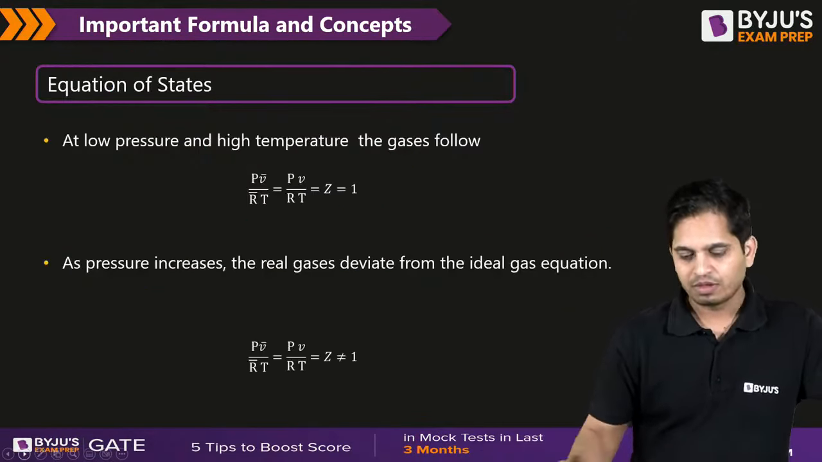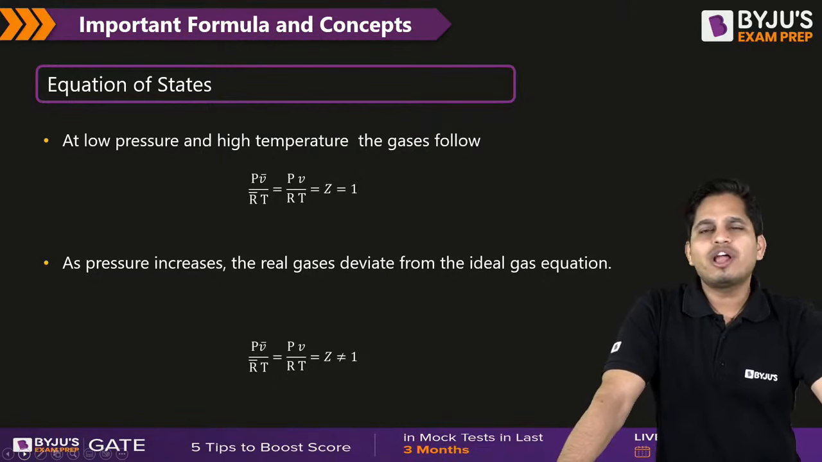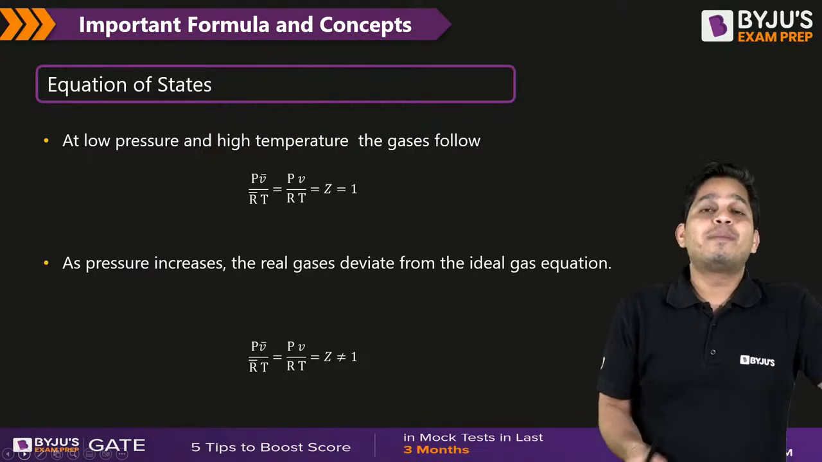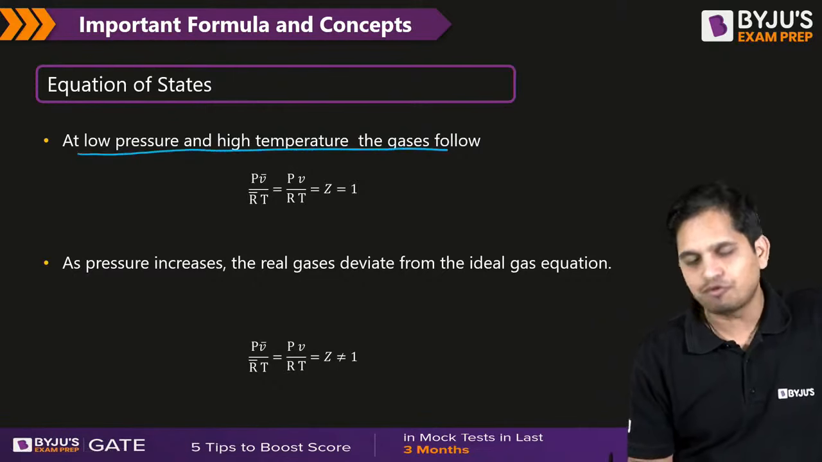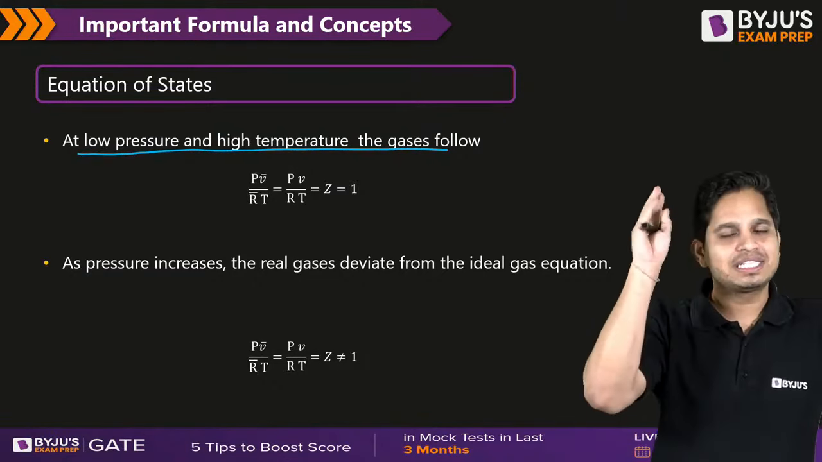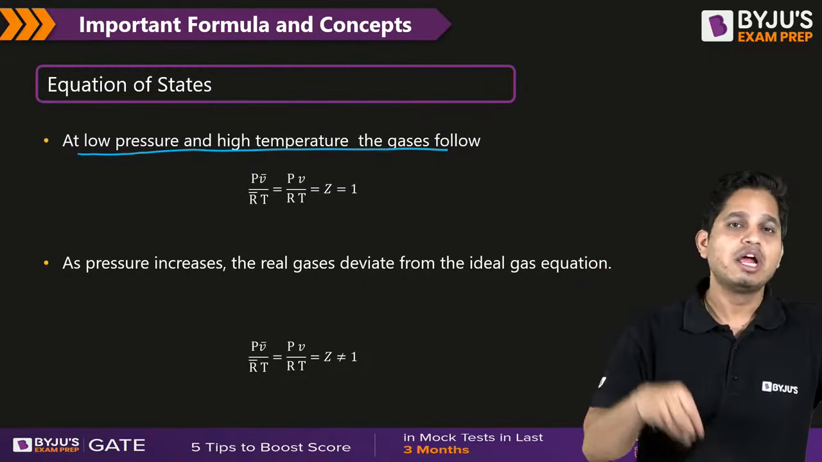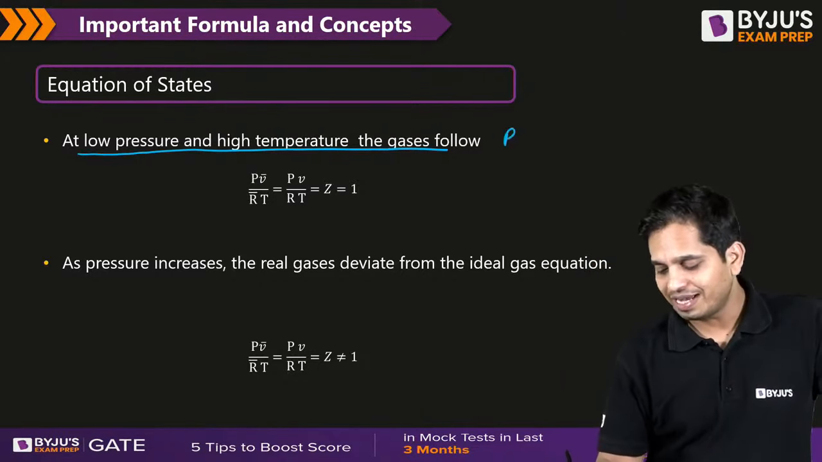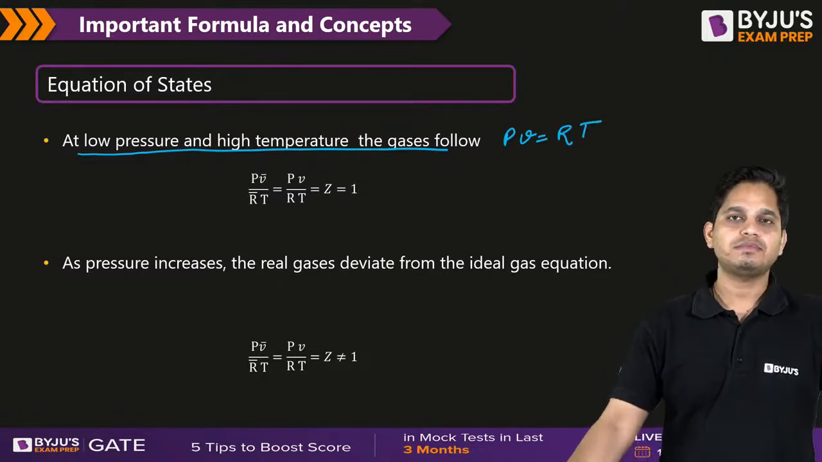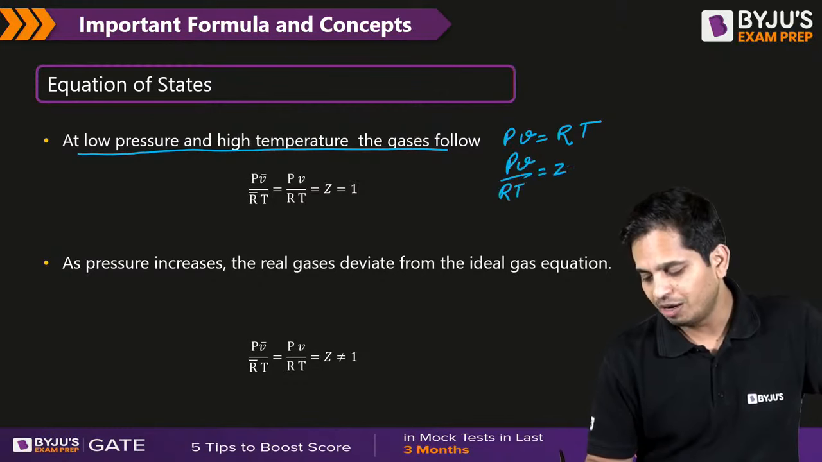Chalo. So ideal gas equation. What is an equation of state? How can you determine the state of the gas? At low pressure and high temperature, gases follow it. If any real gas is at low pressure and high temperature, then it is going to follow the ideal gas equation, and the compressibility ratio will be 1.